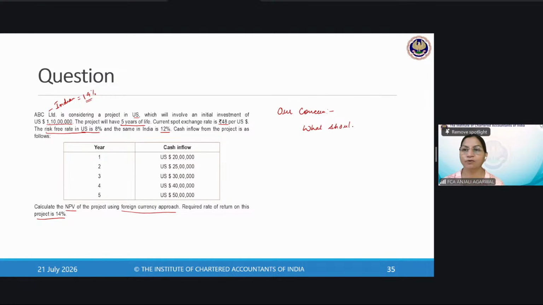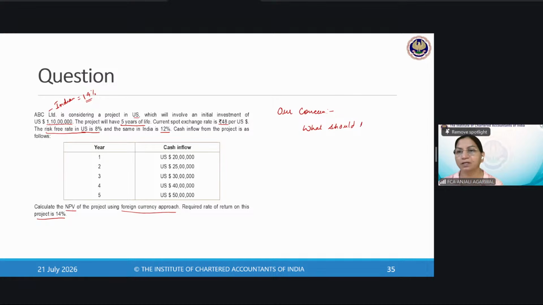What's the initial outflow? It's 11 million. And what are the inflows? 2 million, 2.5 million, 3 million, 4 million, and 5 million. And required rate, you will simply discount it. But the whole problem is it has to be done with a foreign currency approach. And we don't know what rate to expect or to discount at in the US market.